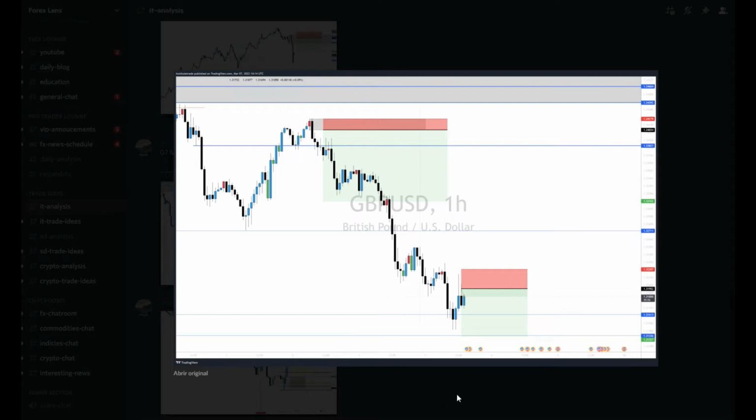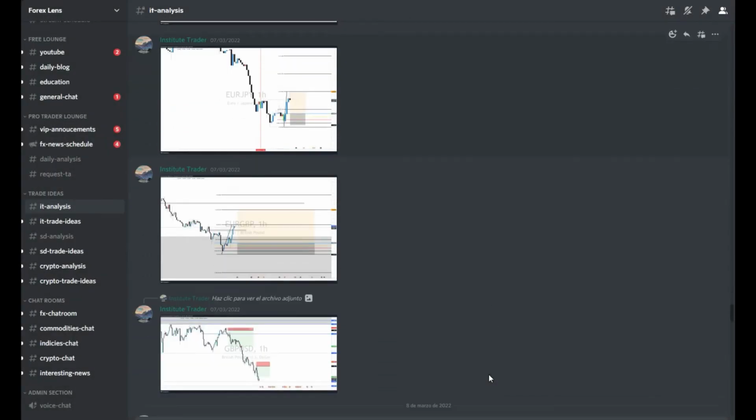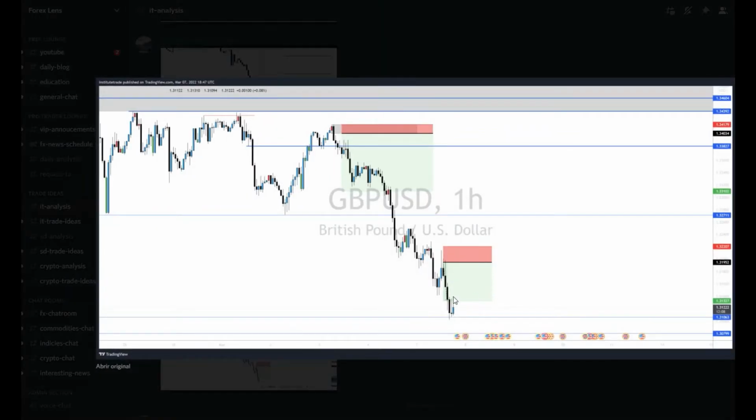See how this hit our take profit. Boom! It smashed our take profit level. So it was a very nice New York session on Monday. Let's see, there is another one.